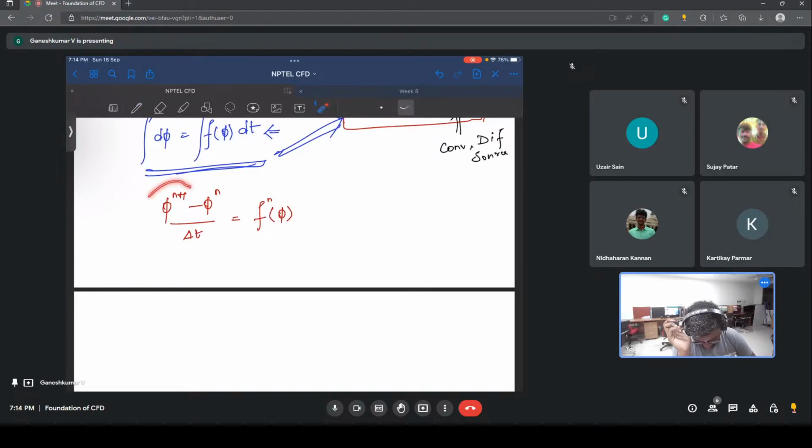What is the unknown? This would be the only unknown. All those other things you know. Delta t you are going to choose it. All those things you will know. This is the only unknown, so you can get the values at n plus 1 time. So this is called an explicit scheme.